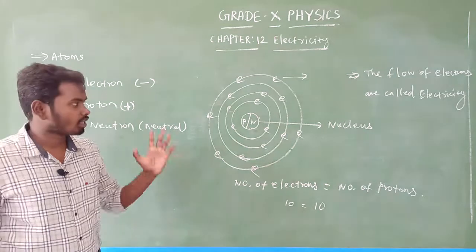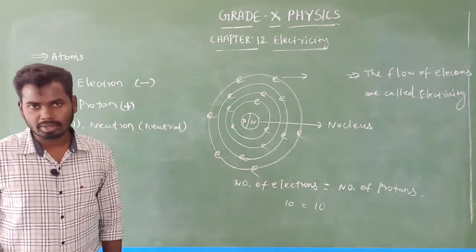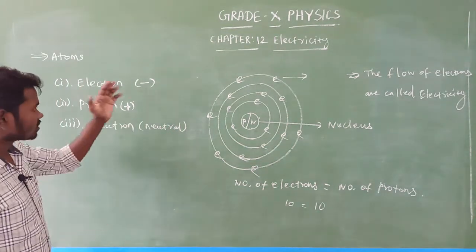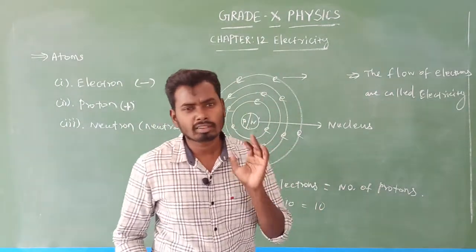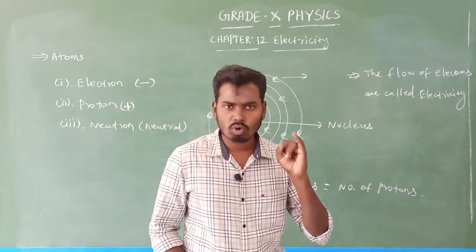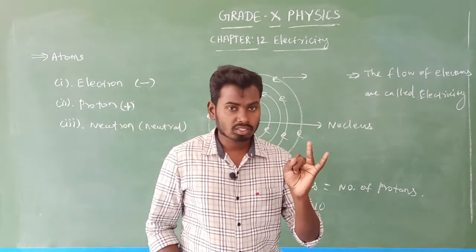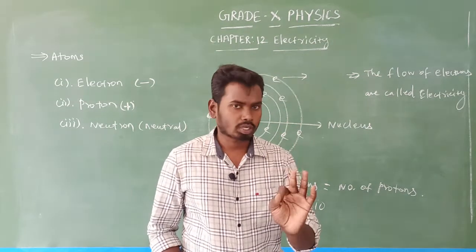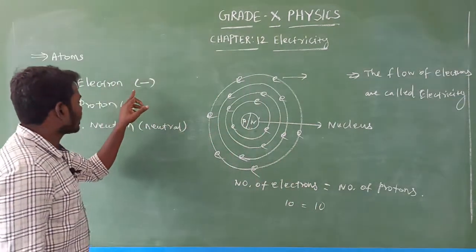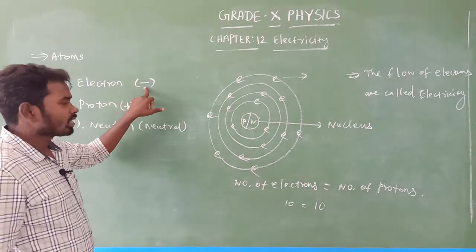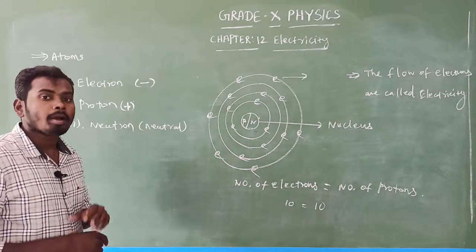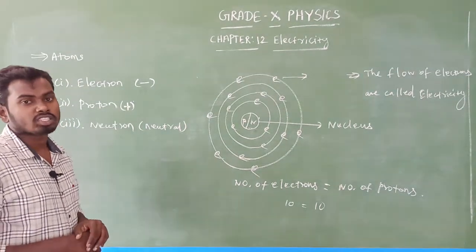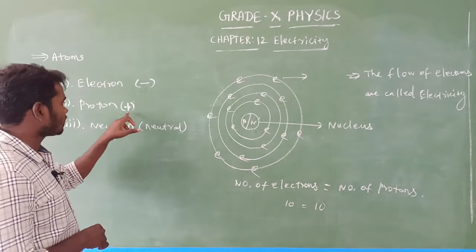That's all. These are the basics. Is it clear? Yes. Consider this the atomic structure. Everything is made up of atoms. An atom contains three main subatomic particles. First one, the electron, second one, the proton, and third one, the neutron. The electron has negative charge, denoted by the minus symbol. Next, the proton has a positive charge, denoted by the plus symbol.